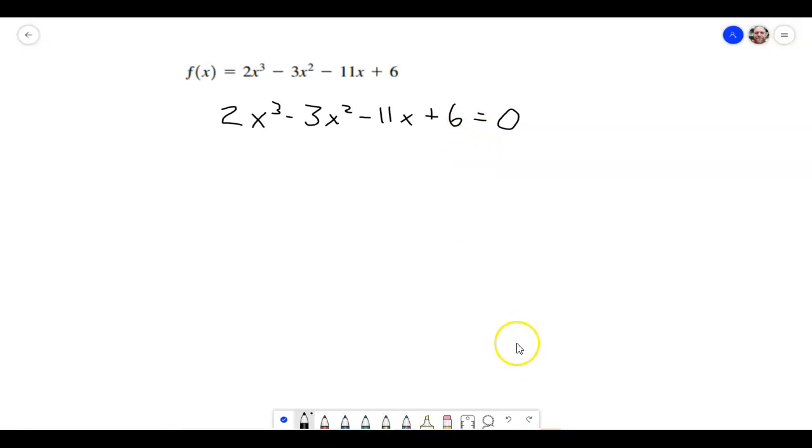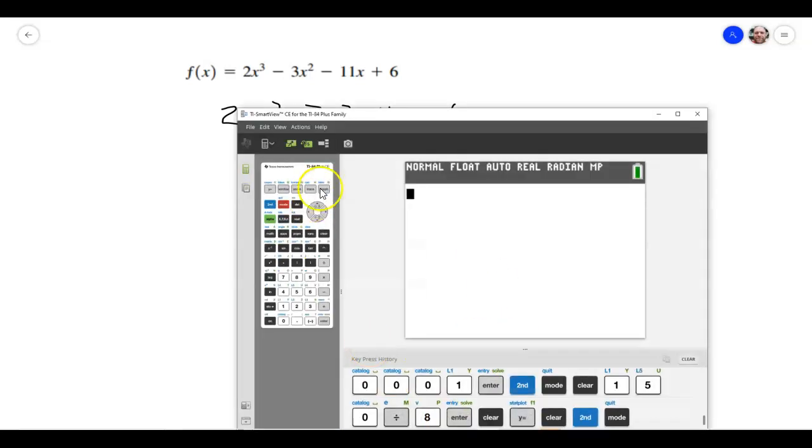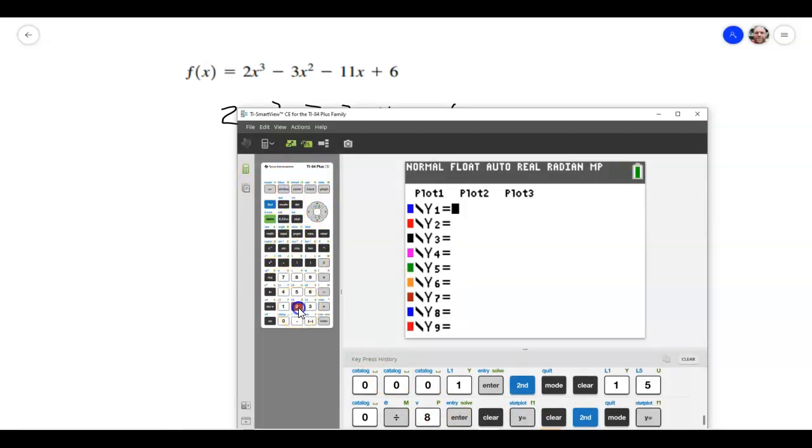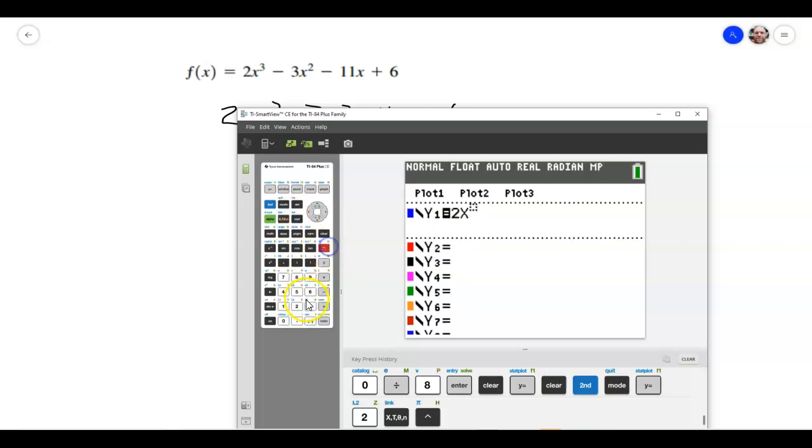One thing that I like to do, and I didn't do this in the class because we were kind of running out of time, but I like to put the equation in my calculator here. So that's going to be 2x cubed minus 3x squared minus 11x plus 6.